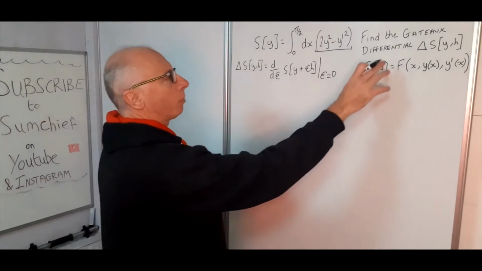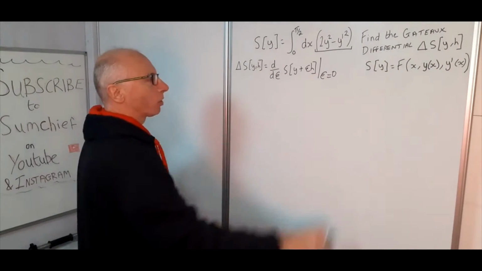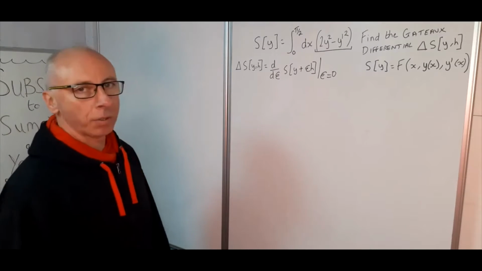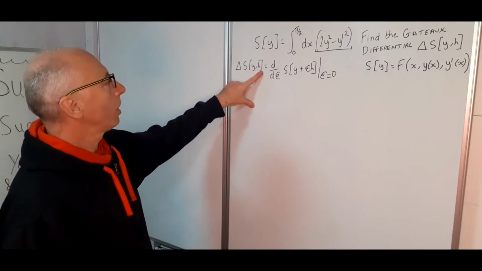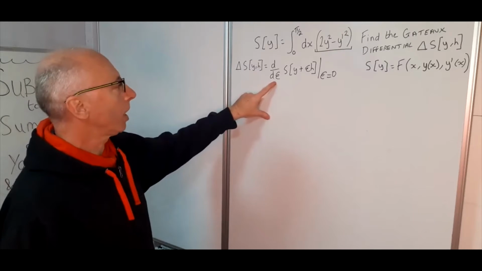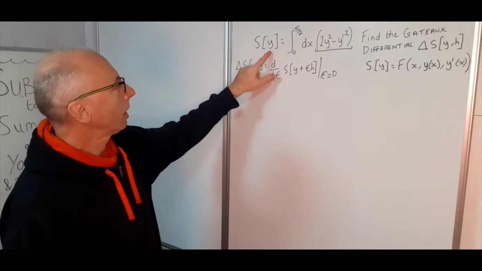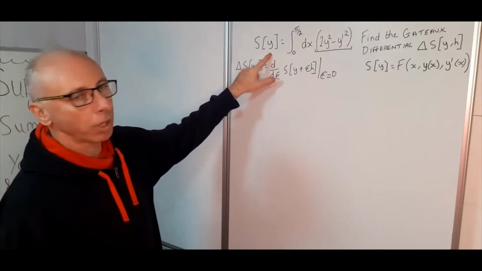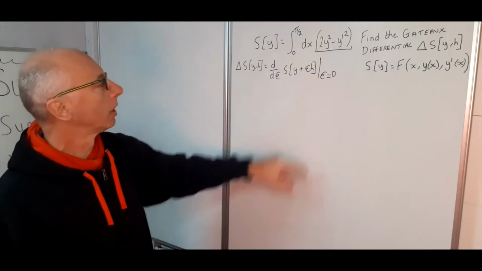So what we need to do to find the Gateaux differential, we've got this formula here which I've written down, which looks quite intimidating, but when you go through it, it's doable. So the Gateaux differential is the derivative with regards to epsilon of S(y plus epsilon h). So we need to introduce an epsilon h in here. We'll go through that in a minute. And then we take the limit as epsilon approaches 0.